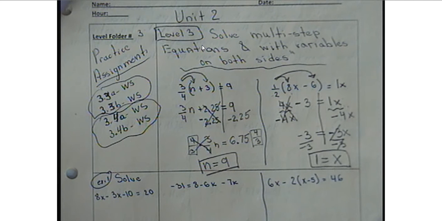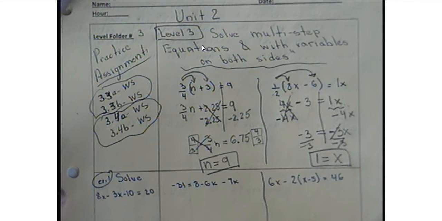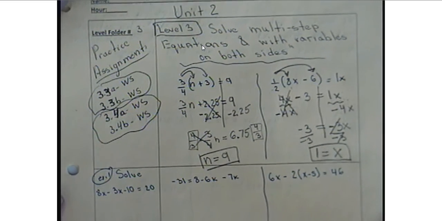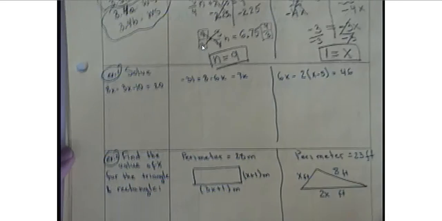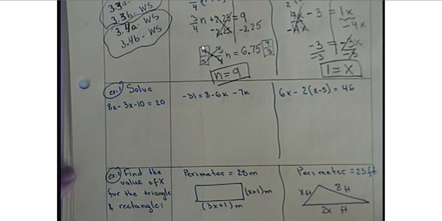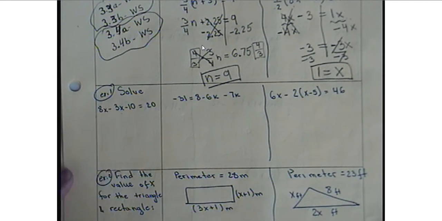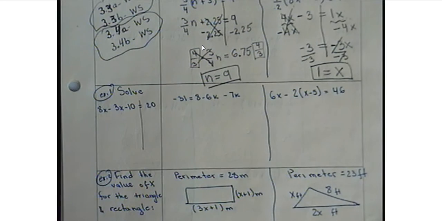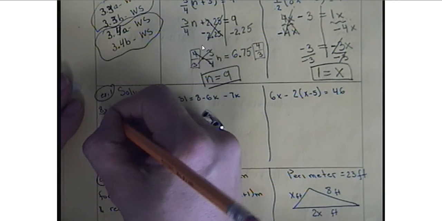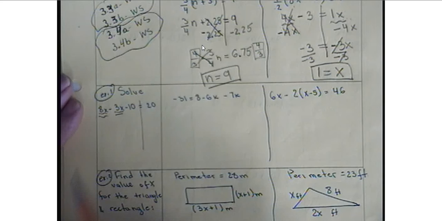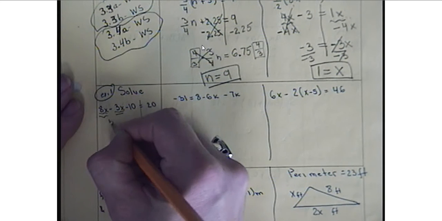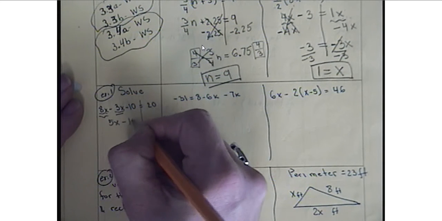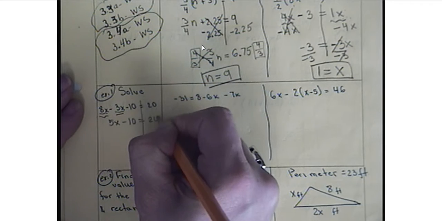Alright, another example with multi-step equations could be one of those. 8x minus 3x minus 10 equals 20. Okay, well, I'm going to draw the line. There are no parentheses here, so we don't apply distributive property, but we have like terms. So 8x minus 3x will give us 5x minus 10 equals 20.